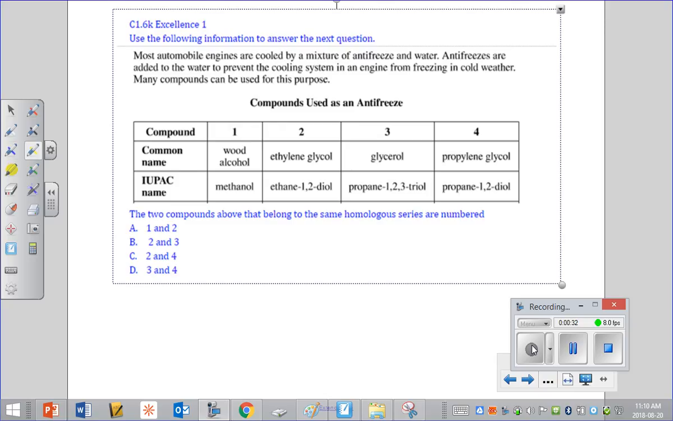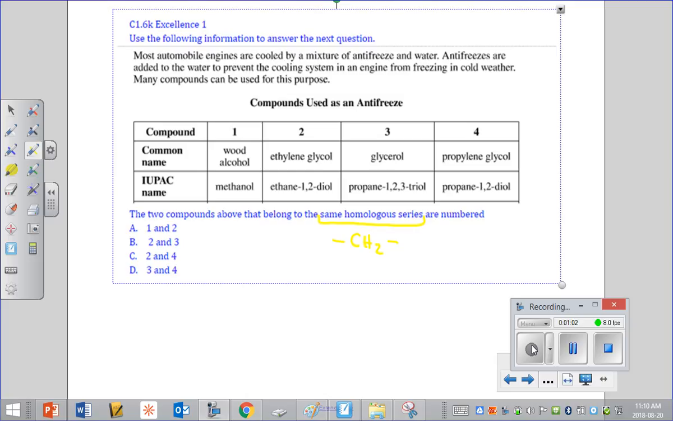So we need to ask ourselves, what is a homologous series? A homologous series is a group of molecules that differ by one specific unit, and most commonly the specific unit that we're talking about is CH2. In other words, we're adding another carbon to the parent chain. So if I take a look at this list, I'm looking for a molecule that has the same functional group, but one of them has one more, or one less, carbon in the parent chain.